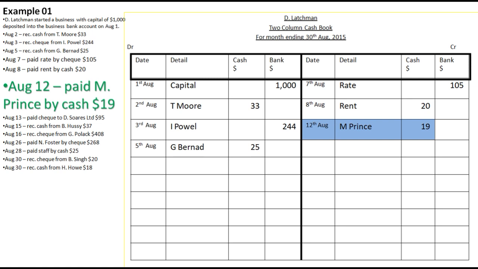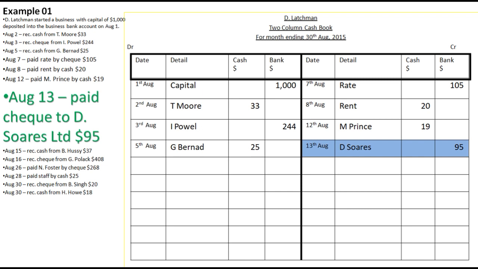12 August, paid Imprints by cash, $19. We ask ourselves again, is the business losing or gaining money? In this case, they are losing money because they're paying out cash. On the 12th of August, they're paying Imprints and they're paying by cash. So we record the $19 in the cash column on the credit side.